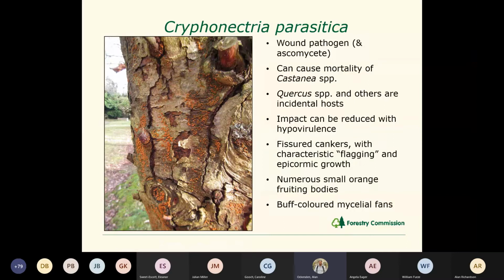The main symptoms that you see are the fissured bark, and you'll also see foliar collapse, and these numerous orange fruiting bodies, which we'll take a closer look at in a minute, and also buff-coloured mycelial fans on the edges of those lesions as well.